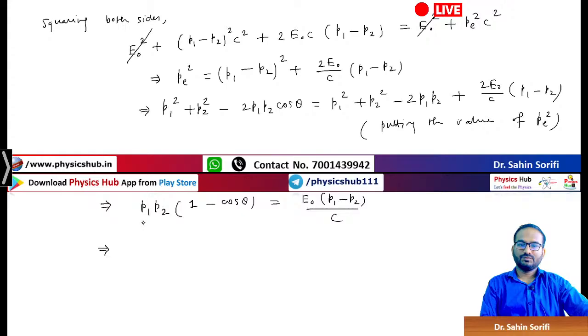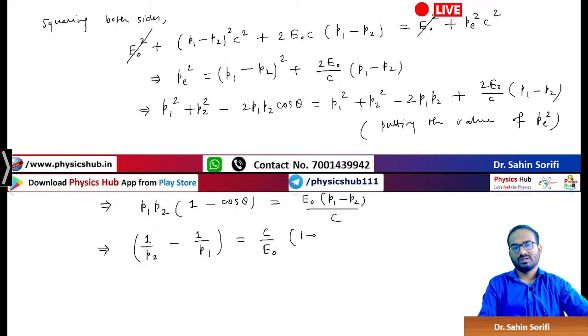Now you see, if you divide this P1 by P1 P2 on both sides, what do you get? So this is 1 upon P2 minus 1 upon P1. Okay, and let's take the other side. So C by E naught into 1 minus cos theta.